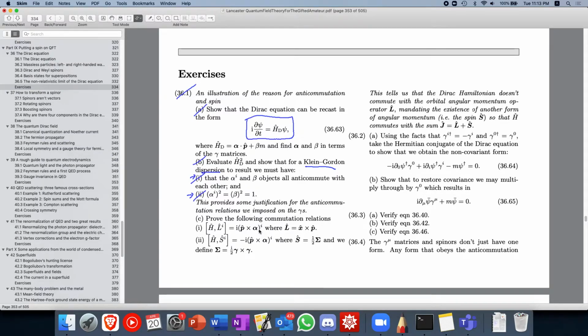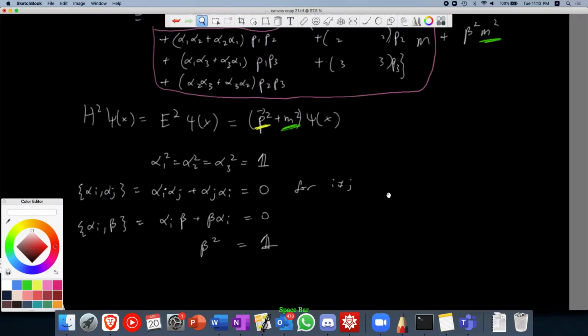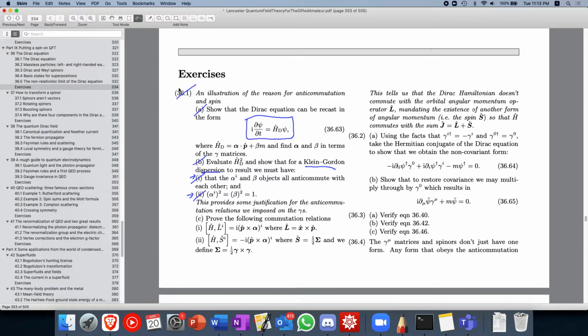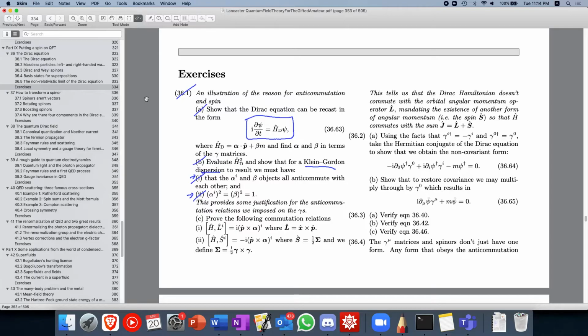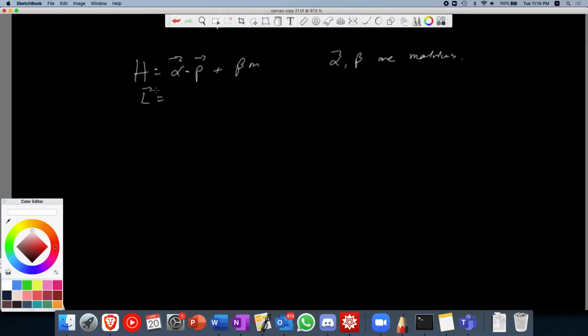So now we prove the commutation relations. This one requires a bit more manipulation, but let's go ahead and do it. It's not too hard either. So what are we given? We have the Hamiltonian h equals alpha dot p plus beta m, where remember that alpha and beta are matrices, so they do not commute. And then we have angular momentum L equals x cross p.